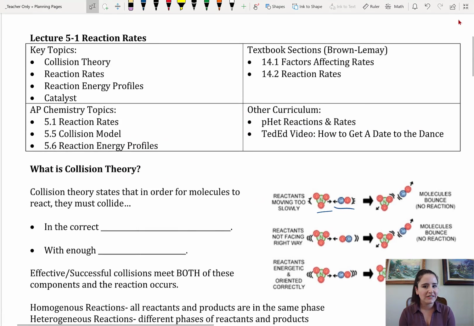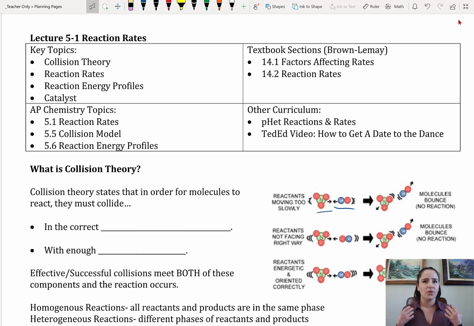In this lecture, we're going to be talking about collision theories, different ways to increase the rate of a reaction, reaction energy profiles, which you might have heard called potential energy diagrams, and a little bit about catalysts. This corresponds to AP Chemistry topics 5.1, 5.5, and 5.6, and you can find more information in your Brown-LeMay textbook in sections 14.1 and 14.2.